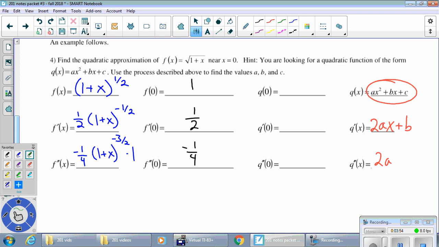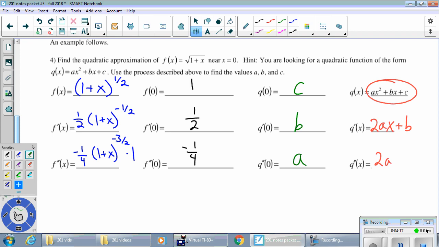And now we're going to plug 0 into each of these things. When I plug 0 in for q of 0, we get a times 0 squared plus b times 0 plus c. That's just c. Then we're going to plug 0 in here to find q prime of 0. So I get 2a times 0 plus b. That's b.